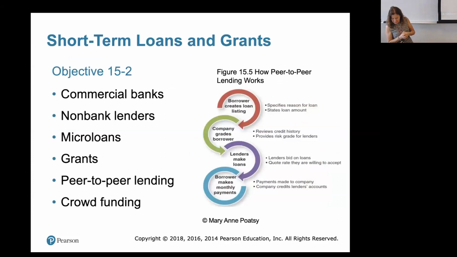Short-term loans and grants. So there are commercial banks that give notes. There are also non-bank lenders, that are not banks. Microloans are small loans, anywhere from $1,000 to 10,000 or something. I guess, I don't know the exact amount. Grants, what are grants? Somebody tell me what a grant is.